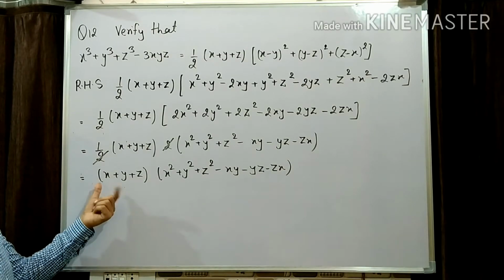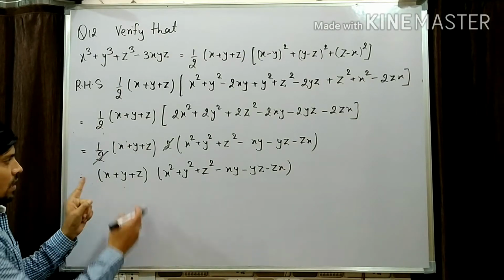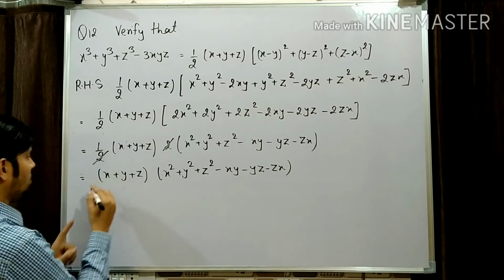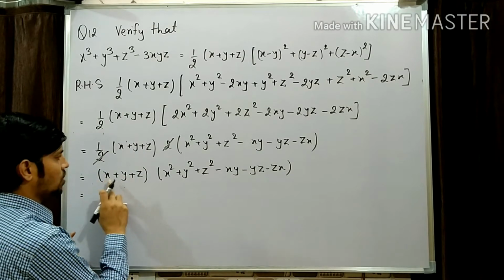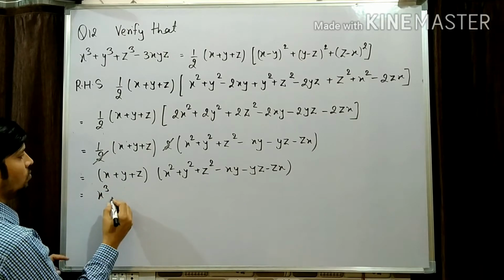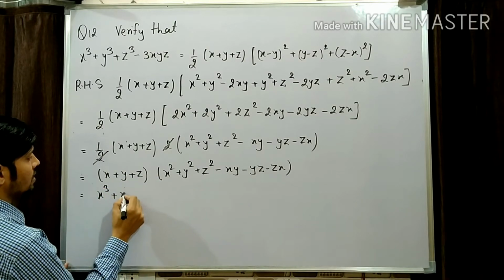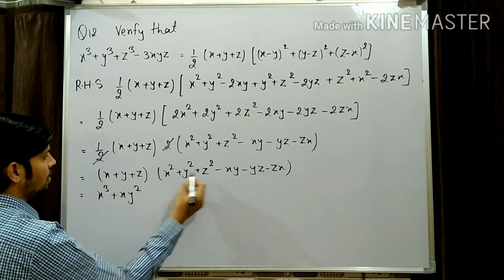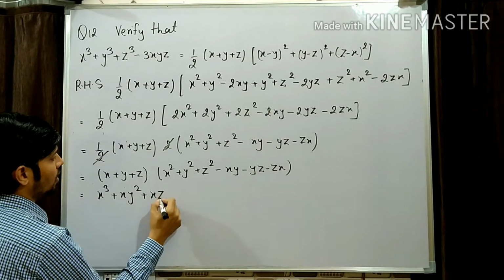Now what can we do? We can multiply this and this. So one by one we multiply by x. First of all, we multiply all the terms by x. Multiplied by x, this is x cube. x multiplied by this is x y square. And similarly, we will multiply x by all the terms.